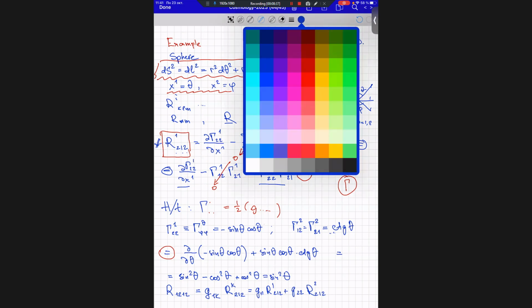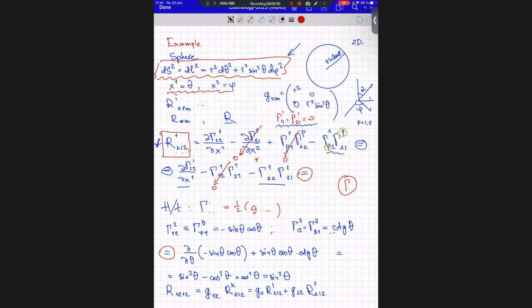You can check it at home, but this component equals 0. So finally we will have only this one component. And if we calculate it, R_1212 equals r squared multiplied by sine squared theta. So we found one of the components of the Riemann tensor, which is totally covariant.